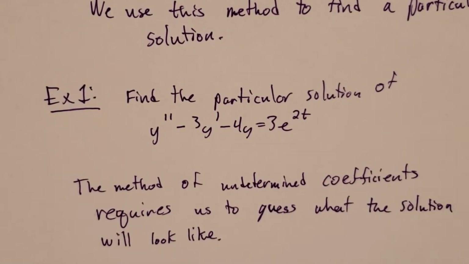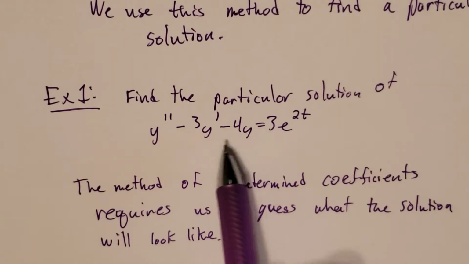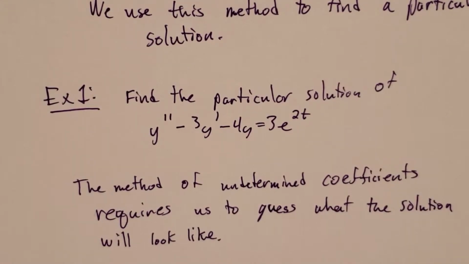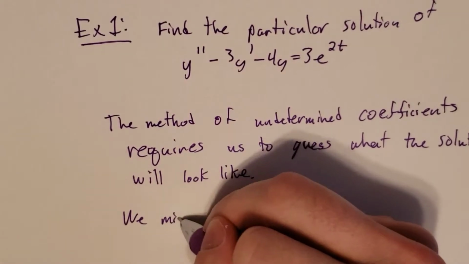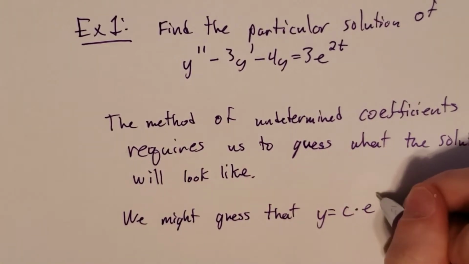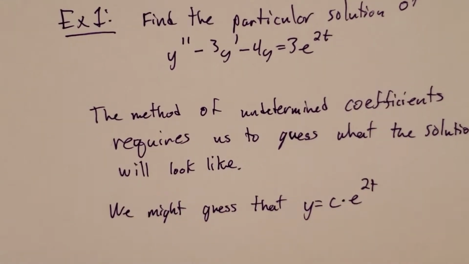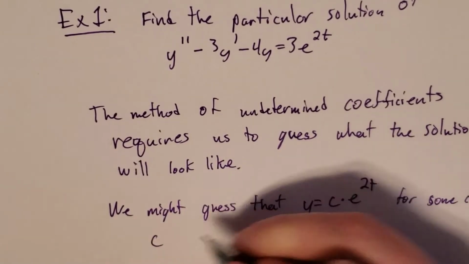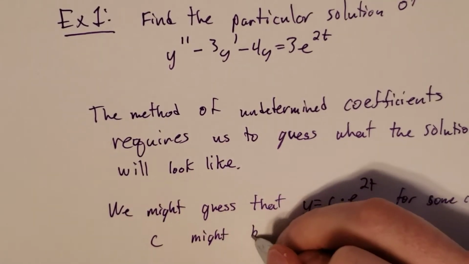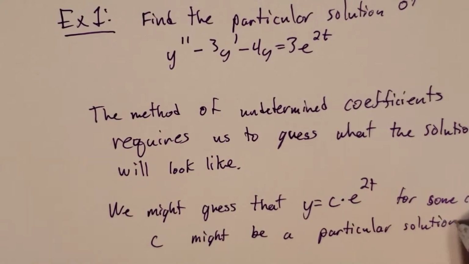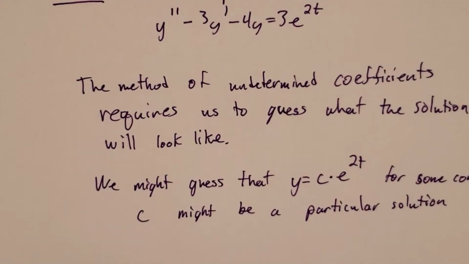Okay. And here, if we look at our equation, we got an e to the 2t over there. And we notice that if we differentiate e to the 2t, we're just going to get e to the 2t as part of the term every time, no matter how many times we differentiate. So we might guess that y equal to c times e to the 2t for some constant c might be our solution, might be a particular solution. We don't know yet, but we'll actually find out that this is true very soon.